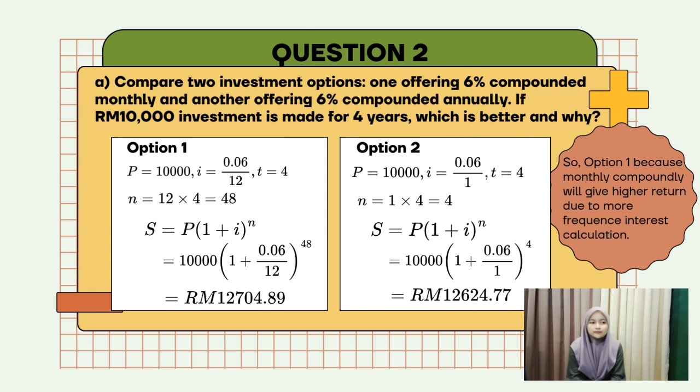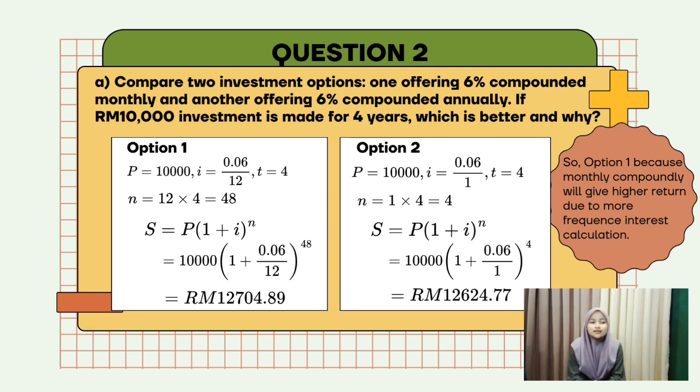Question 2a. Create two options. Option 1 is monthly compounding and option 2 is annual compounding. Option 1: let P be 10,000 ringgit, i is 0.06 divided by 12, t is 4 years, n is 48. Using the compound interest formula, S equals P multiplied by (1 plus i) to the power n. Substitute the values into the formula, and the final answer is 12,704 ringgit and 89 cents.